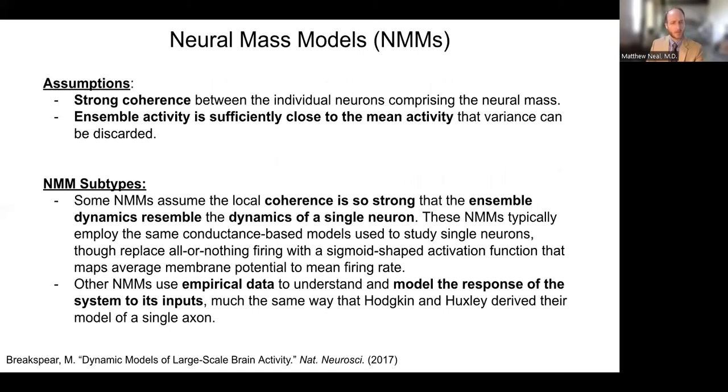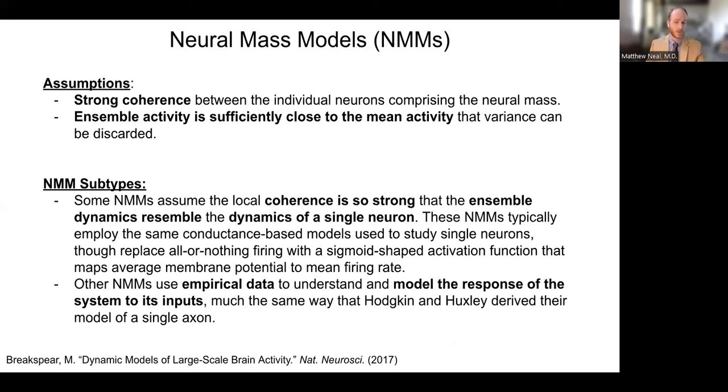Neural mass models are probably the most well described. It assumes a strong coherence between individual neurons. It also assumes that the ensemble activity, so the cluster of neurons that they're modeling, is sufficiently close to the mean activity that the variance can be discarded. It has a few subtypes. One assumes that coherence is so strong that the ensemble actually resembles the dynamic of a single neuron. A lot of the single neuron models use conductance models, like the Hodgkin-Huxley model, and they'll just apply that model directly to the neural mass model.